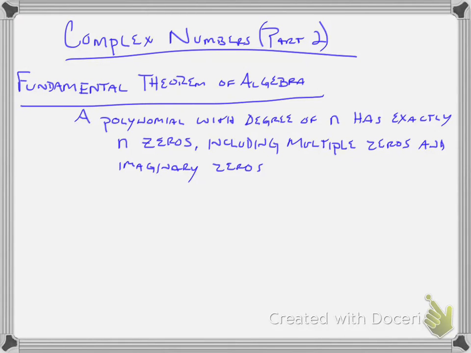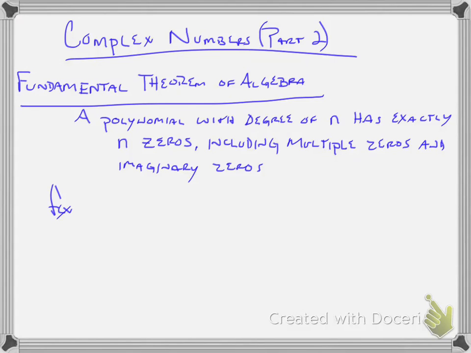Okay, we're going to continue with complex numbers. The first part, I'm going to talk about the fundamental theorem of algebra, which states if a polynomial has a degree of n, then it has exactly n zeros, including the multiple zeros and the imaginary zeros. So you can look at the highest exponent to tell how many zeros or roots that the polynomial will have.